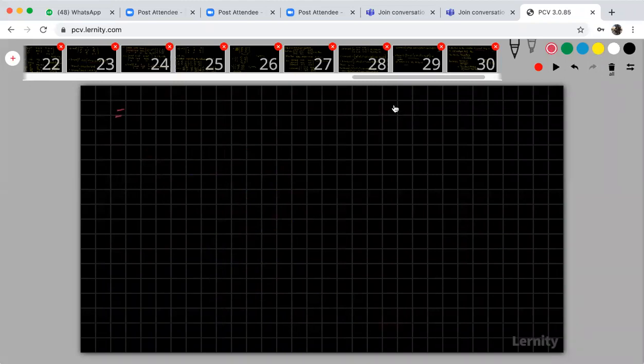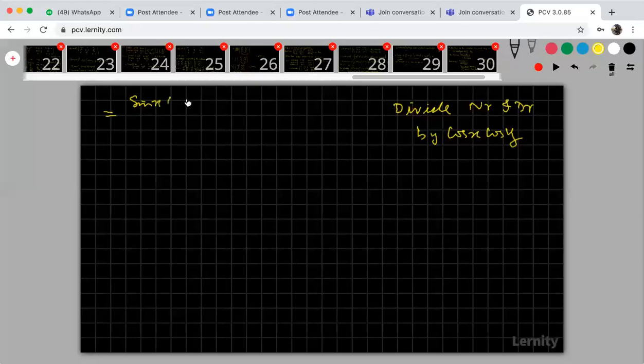So that is, divide numerator and denominator by cos x cos y. What happened here? The numerator first term, sin x cos y, is divided by cos x cos y. And the second term, cos x sin y, is also divided by cos x cos y.